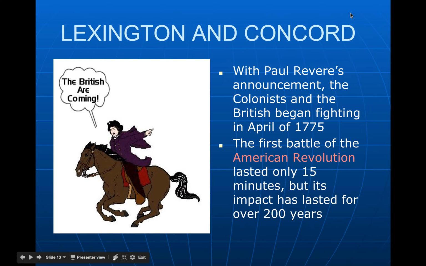The British soldiers tried to seize some stockpile of weapons at Lexington, and this leads to Paul Revere's famed midnight ride, where he is signaling that the British are coming. The first battle of the Revolution, or the first shots, were at Lexington and Concord. The battle itself only lasted 15 minutes, but it's the shot heard around the world, and the impact has lasted for over 200 years.